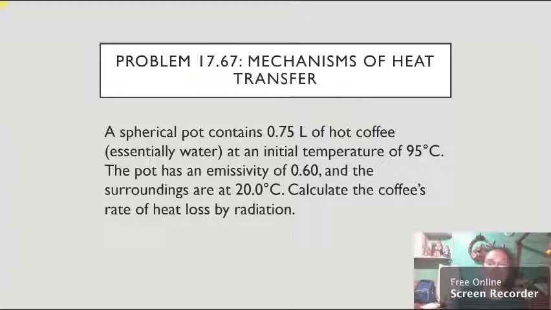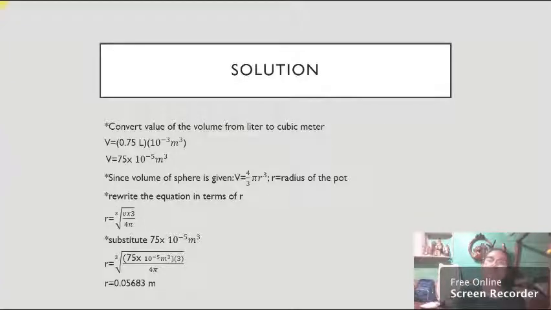So in this problem, the first thing that we need to do is to convert the value of the volume from liters to cubic meters. So we have a value of 0.75 liters as mentioned earlier, multiplied by 10 raised to negative 3 cubic meters. So we're going to have an answer of 75 times 10 raised to negative 5 cubic meters.